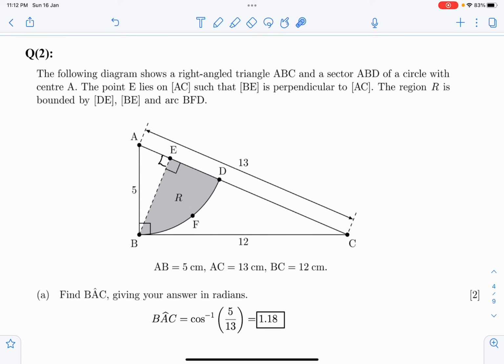The region R is bounded by, this is the region R, the shaded region. It is bounded by DE, this line, BE, this line, and arc BFD. So we have to find first angle BAC. This is that angle BAC. That angle we have to find. Now we have all the 3 sides of this triangle.